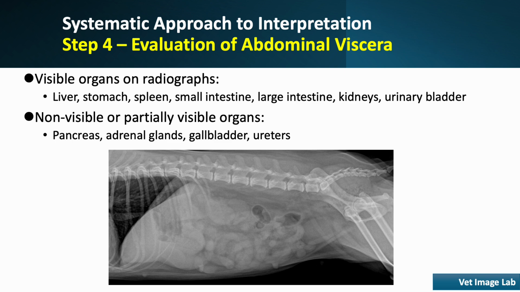The pancreas, adrenal glands, lymph nodes, gallbladder, and ureters are typically not seen unless they are enlarged or affected by disease. Since we can't directly visualize them, we have to rely on secondary changes, such as displacement of adjacent organs, increased soft tissue opacity, or abnormal gas patterns, to infer pathology in these hidden structures. Or we have to use other imaging modalities with higher sensitivity for soft tissue organs, such as ultrasound or CT.